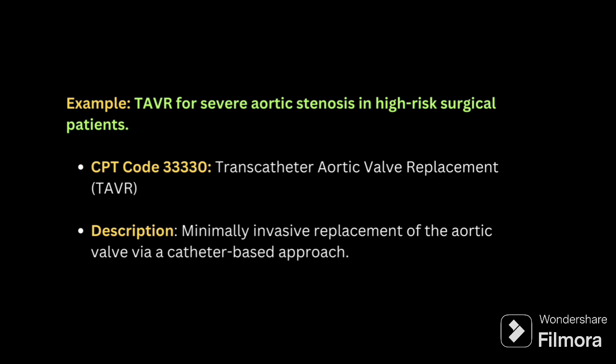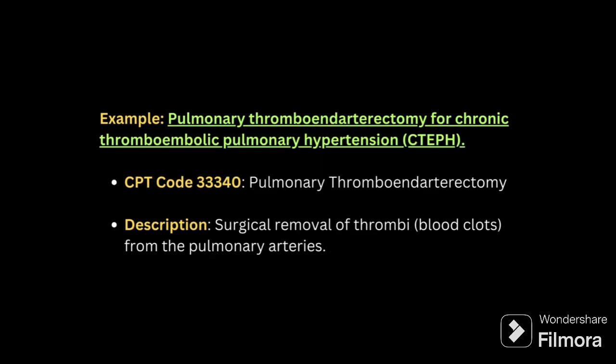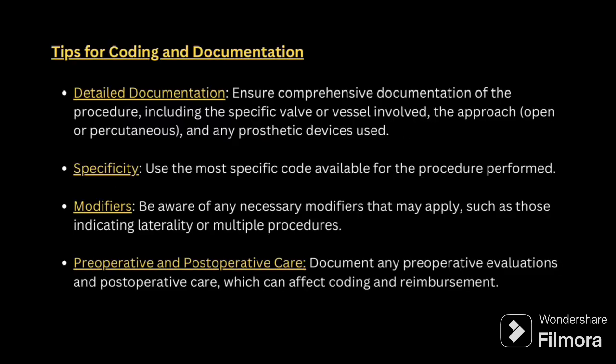Next example is TAVR for severe aortic stenosis in a high-risk surgical patient. For this TAVR procedure, we are giving 33330, that is transcatheter aortic valve replacement. Description is, it is a minimally invasive replacement procedure of the aortic valve. Next example, pulmonary thromboendarterectomy for chronic thromboembolic pulmonary hypertension. For this we are coding 33340, pulmonary thromboendarterectomy. Description, surgical removal of thrombus from the pulmonary arteries.